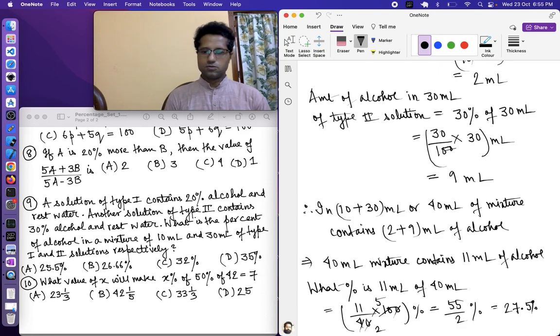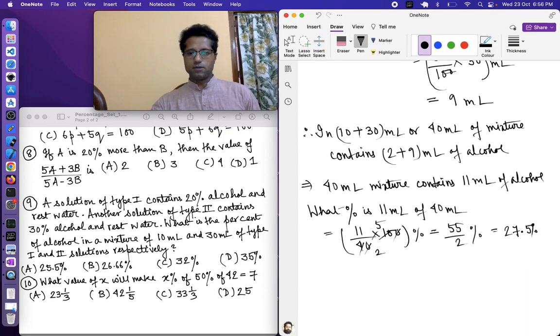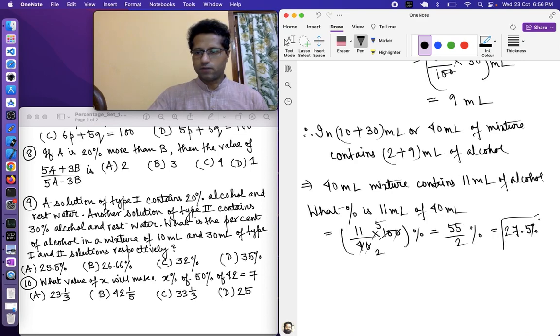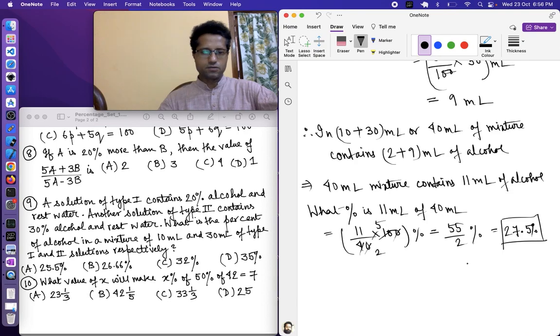So now we have to find the percentage of alcohol in 40 ml of the mixture, that is what percentage 11 ml is of 40 ml, which is 11 by 40 multiplied by 100. My answer is coming to be 27.5%, but there is no choice given as 27.5%. This question was framed by me, so I might have made some mistake in giving the choices. I am really sorry for that, but I think the correct answer will be 27.5.